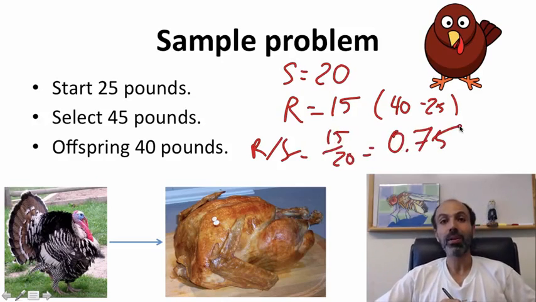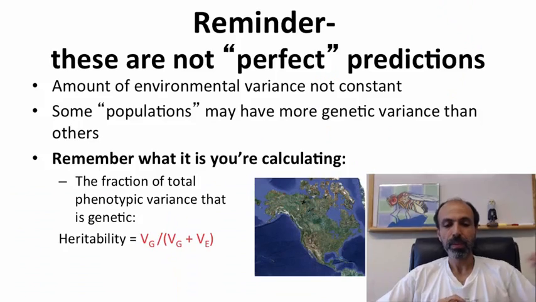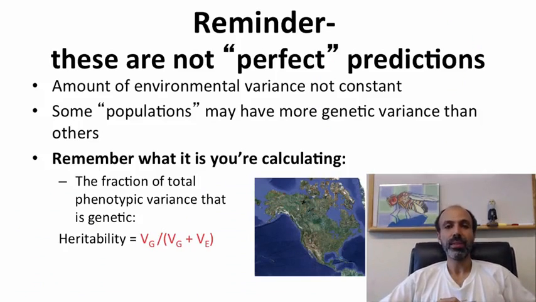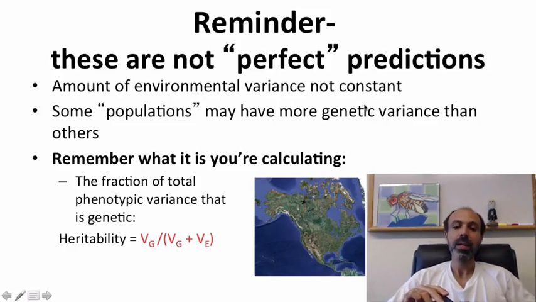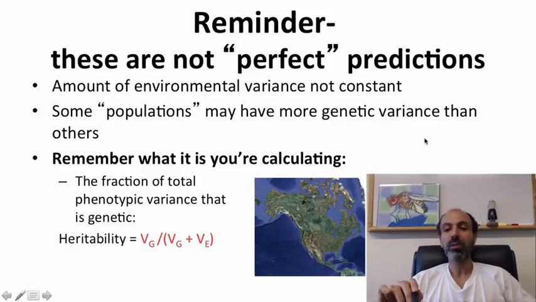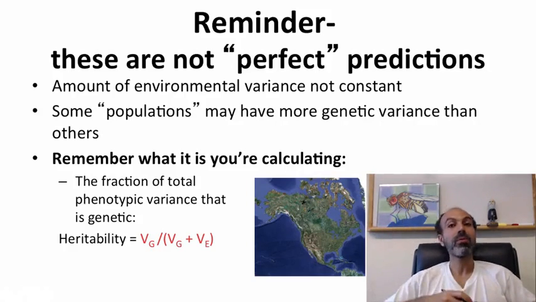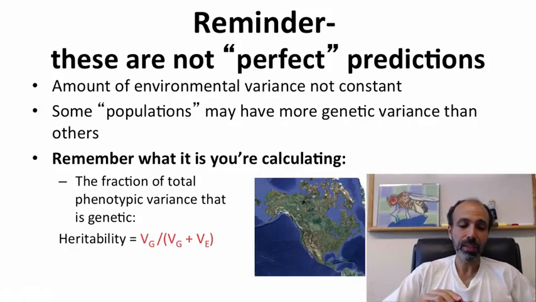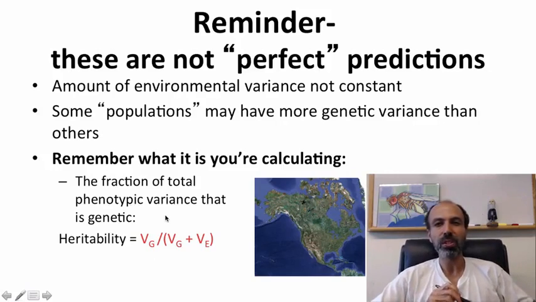So the heritability in this case is fairly high. That means 75% of the variance that we see is genetic in origin. Now, I should remind you, these are not perfect predictions. Right? This is just giving you an estimate of heritability, and this comes back to the points I raised at the very end of the last video. The amount of environmental variance is not necessarily constant. Some populations may have more or less genetic variance than other populations. This is what you saw for your turkeys on your farm. On another farm, you may get a different outcome. And you have to remember what you're calculating. You're looking at the fraction of total phenotypic variance in the population you're studying that is genetic. So that is the Vg over Vg plus Ve.